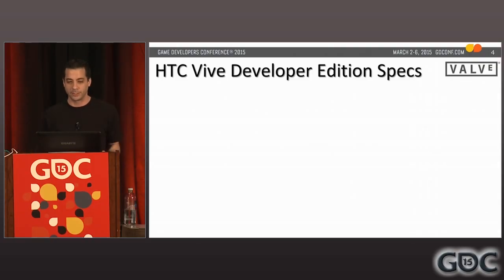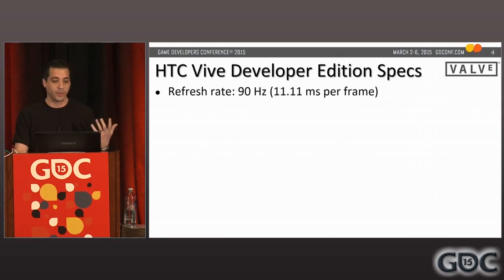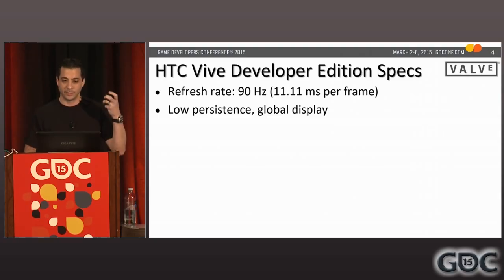So let's talk about the specs of the developer edition, and the talk is going to be based on the specs of this HMD. It has a refresh rate of 90 hertz. That means you have 11.11 milliseconds to render a lot of pixels. It is a low persistence display, which means the panel's on for a very short period of time. We'll talk more about that in a minute. And it's a global display, so the entire display is turned on and off at the same time. We don't have a rolling shutter.